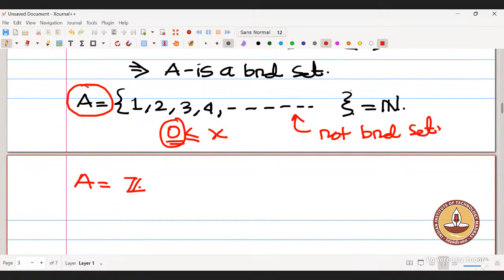What about this one? Not bounded. Not bounded because in here, I cannot find R. Lower bound, upper bound. Right? Okay. So now that is the definition of a bounded set.